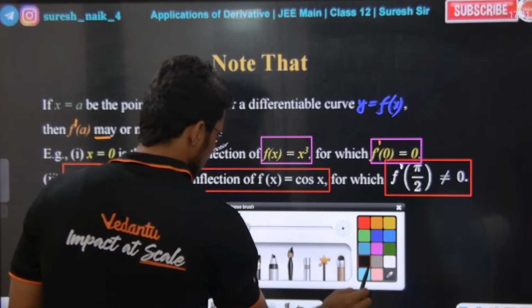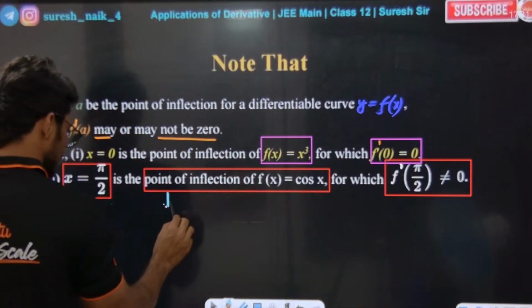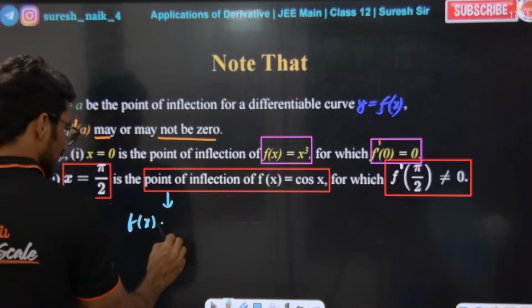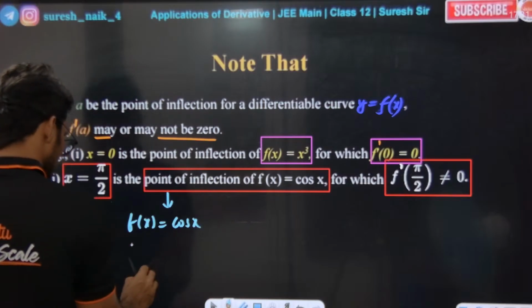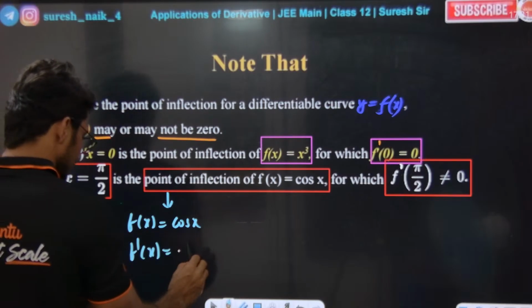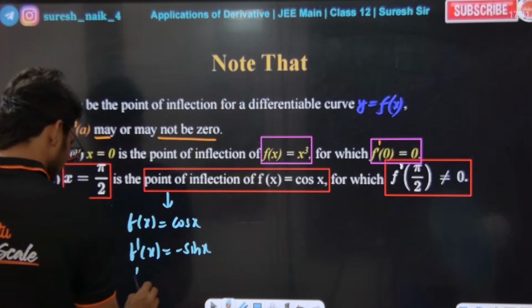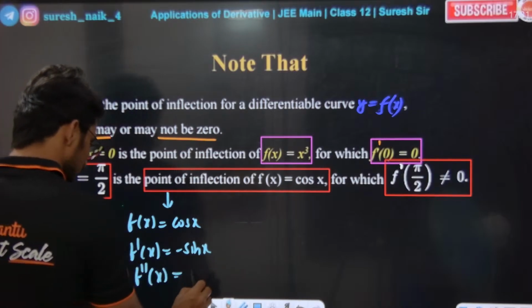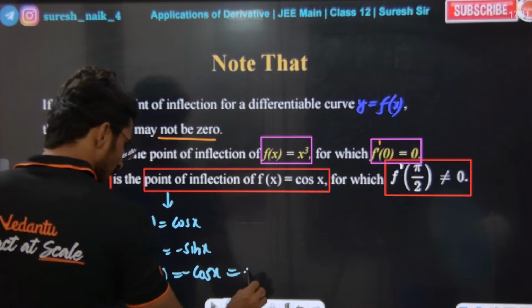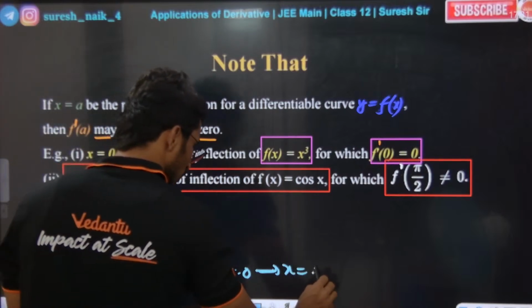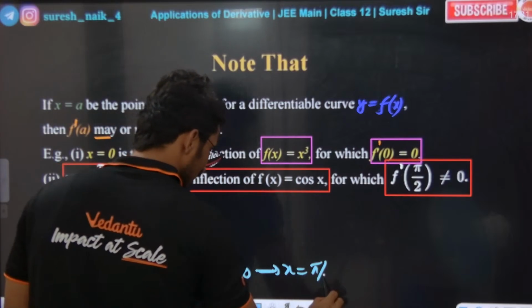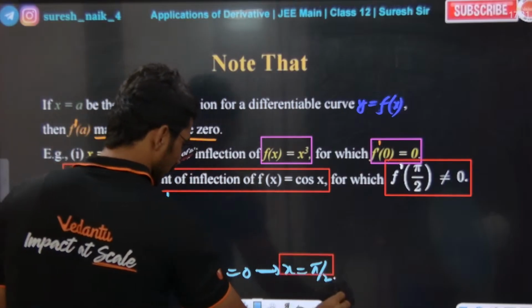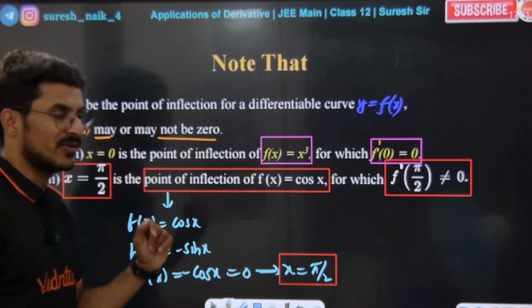Sir, give an example. Explain this. f of x is equal to cos x. So f dash of x becomes minus sin x, and f double dash of x becomes minus cos x. If we equate this to 0, x is equal to 90, since cos 90 is 0. Are you getting the point? So x is equal to 90 is the point of inflection, I am saying.